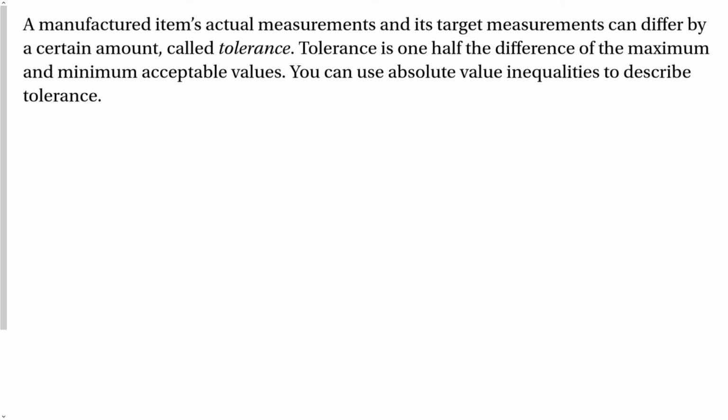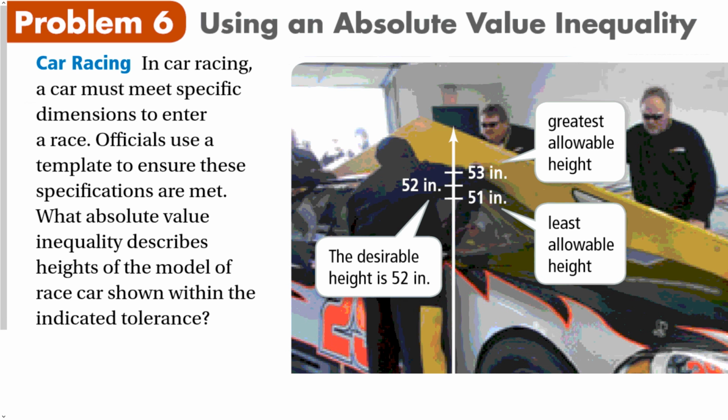Okay. Last thing we can look at is something called tolerance. A manufactured item's actual measurements and its target measurements can differ by a certain amount, called tolerance. Tolerance is 1/2 the difference of the maximum and minimum acceptable values. And this is just a fancy word to rewrite an equation using an absolute value equation for a word problem.